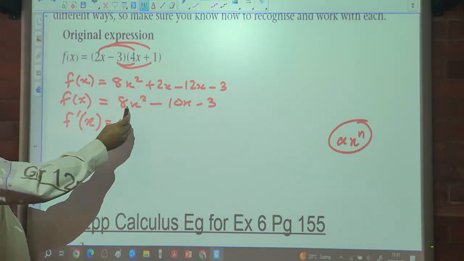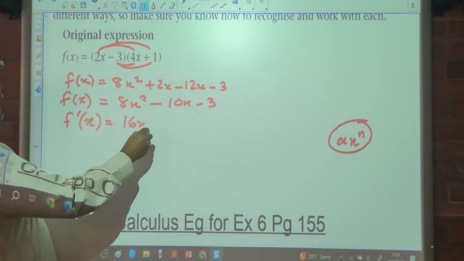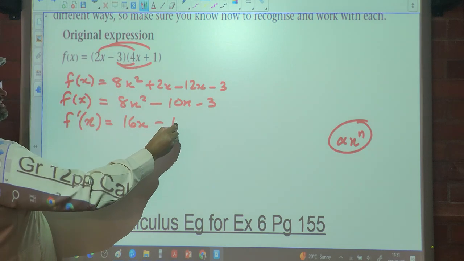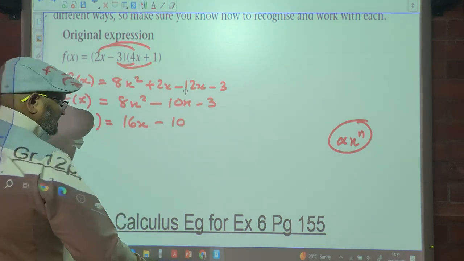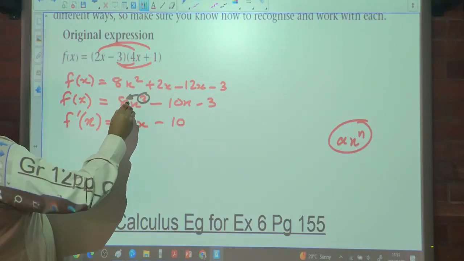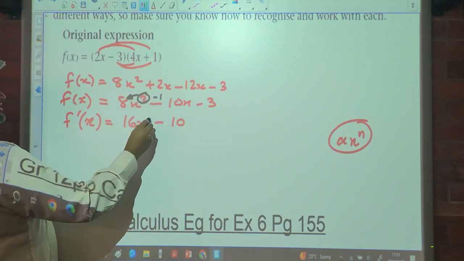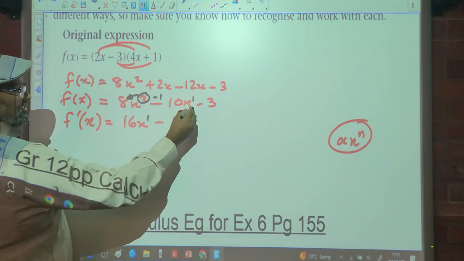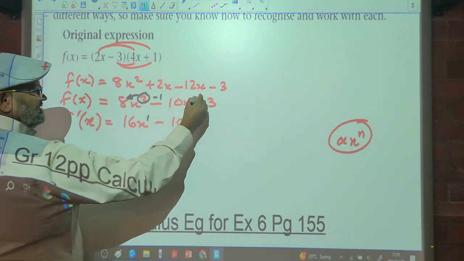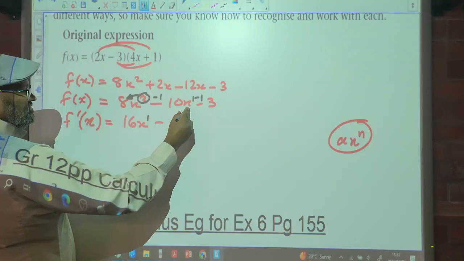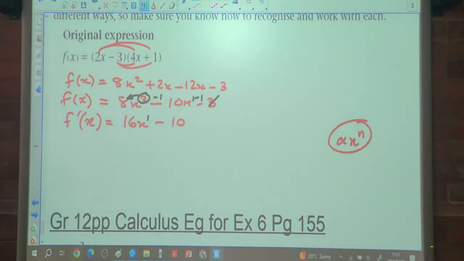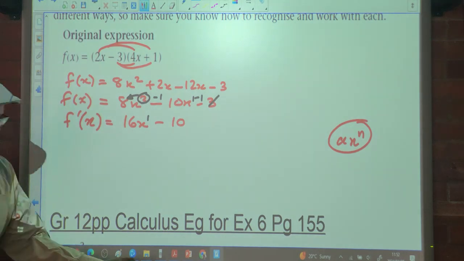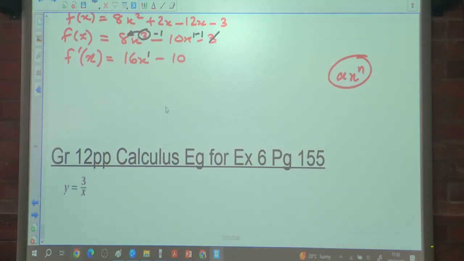Alright, so what do we get? 16x minus 10. And remember, the derivative of a constant is 0. For those of you who don't see it yet, 2 times 8 is 16, minus 1: 2 minus 1 is 1. This is 1x. 1 times 10 is 10, minus 1, so it's x to the 0, and x to the power 0 is 1. The derivative of a constant is 0. You guys understand? Let's look at the next one.